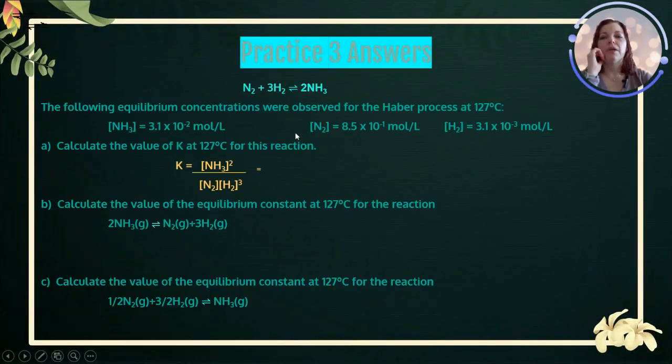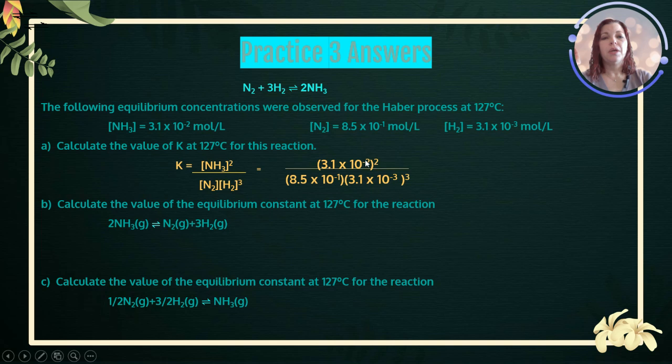Okay, so here's your question, and I've gone ahead and included your K expression here. As a reminder, we do products over reactants, and then we raise the concentrations to the power of the coefficients. You should be getting good at that at this point because we've done that several topics now. So the next thing you're going to do to calculate your value of K, again from the previous topic, is plug in the values given to you in the problem because it told us that these were the concentrations at equilibrium.